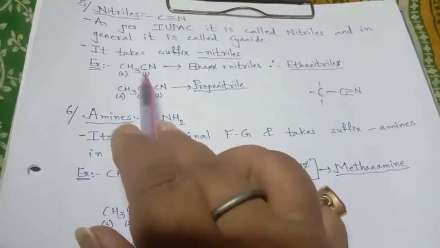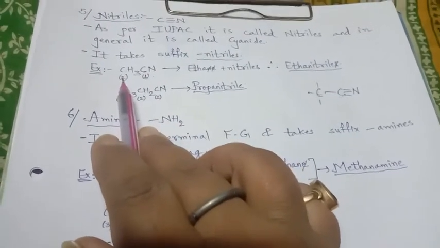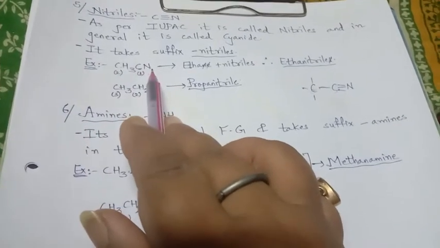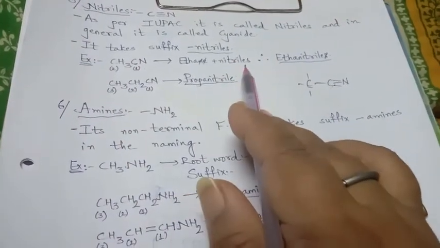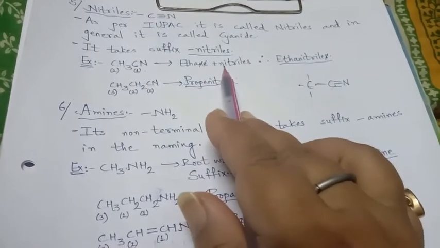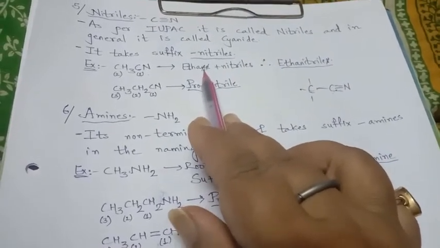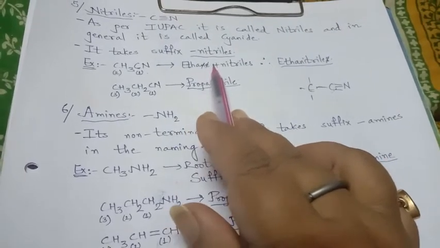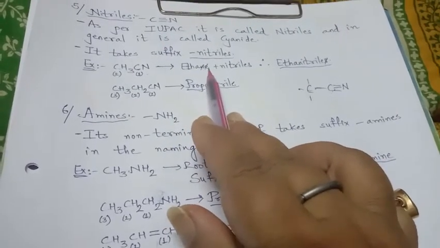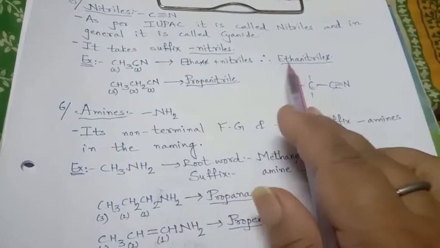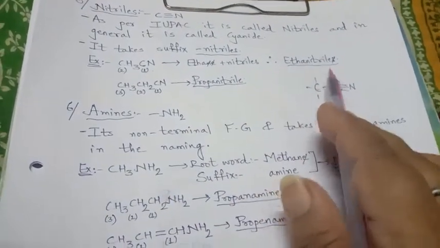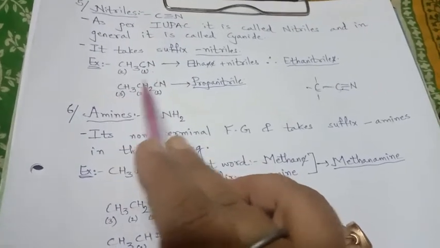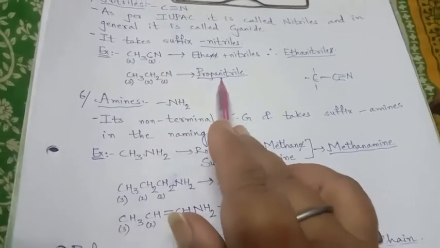Now see here 1 and 2 carbon, so ethane root word, right? And CN group, so nitrile, ethane nitrile. But again here N and here N, so both N together we will not consider. So IUPAC has decided E also to be skipped, so it is ethanenitrile. Clear? Now let us see here carbon 1, 2, 3, so prop, and CN group, so propanenitrile, right?